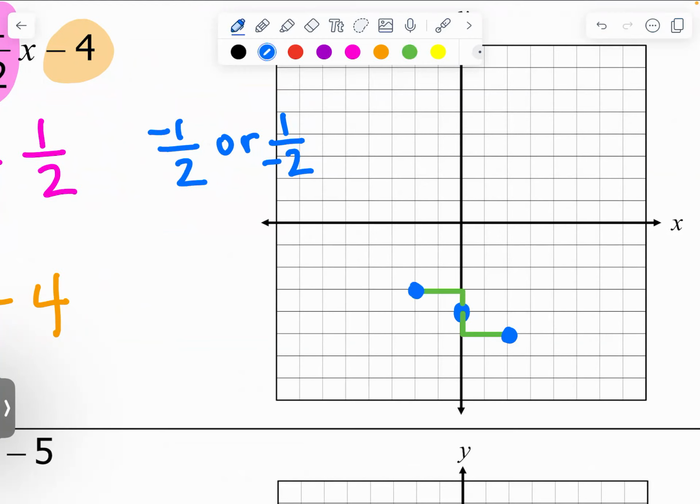So you start at negative 4, and then you drop one and then go right. What I like to do is drop and then go right to make my negative slope. Or you can rise 1 and go backwards 2.